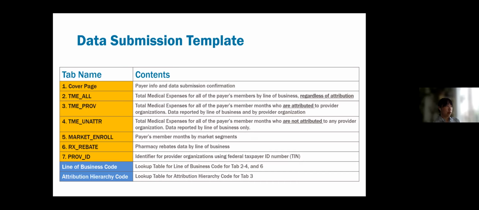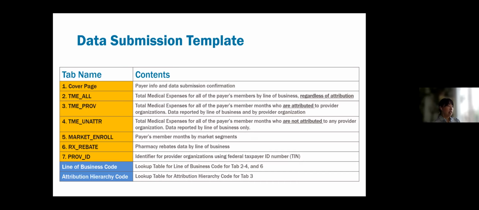And we decided to handle unattributed members in their own separate tab. So that's tab 4. Expenses for member months not attributed to any provider organization. So tabs 2, 3, and 4, you can think of as a little like a family unit together.